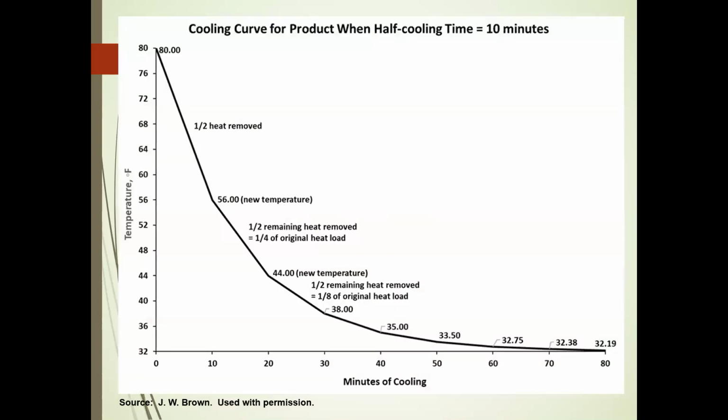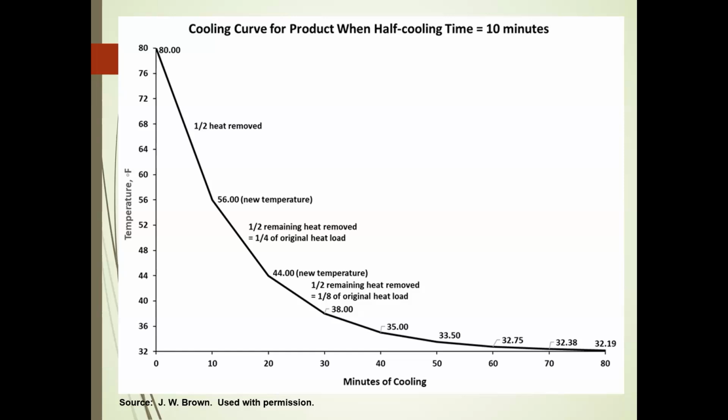In this figure, we see a cooling curve for a commodity that has been picked from the field at 80 degrees Fahrenheit and for which we know the half cooling time is 10 minutes. The cooling medium is a coolant at 32 degrees Fahrenheit. Since by definition, the half cooling time is the time it takes to reduce the temperature of the commodity being cooled from 80 to 32 degrees Fahrenheit by 1/2, 80 minus 32 is 48, and half of that is 24. So 80 minus 24 is 56, and when we measure the temperature of the commodity after 10 minutes, we will find that the temperature of the commodity is 56 degrees Fahrenheit.